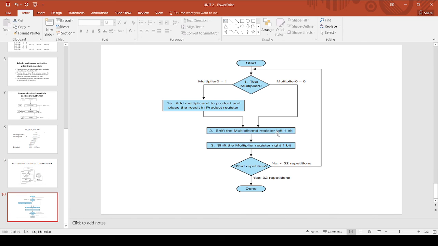This is the flow chart for the multiplication function. Initially the multiplier value is checked. If it is 0, shift the multiplicand register to the left by 1 bit, and shift the multiplier register to the right by 1 bit. If the multiplier is 1, we add the multiplicand to the product and place the result in the product register. If 32-bit numbers are multiplied, this process is repeated 32 times, and it will complete the multiplication.